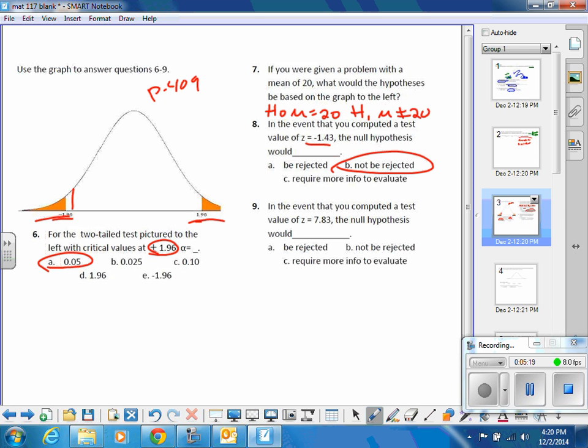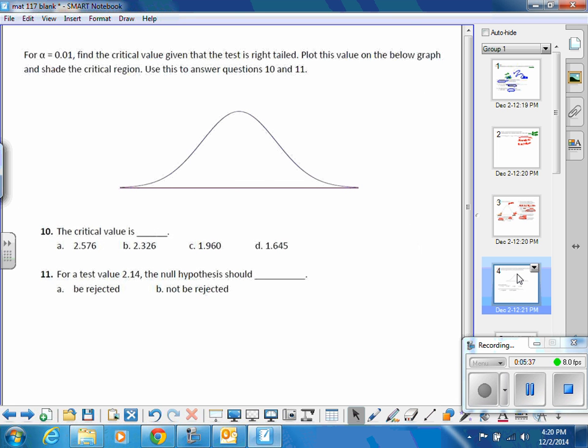The next one says, let's say you got a test value of this big old number. Well, that's definitely in the danger zone here on that side. If it's in either one of those danger zones, you're rejecting that guy, okay? Reject him like some guy on the street hollering at you. All right, let's look at the next set of questions.